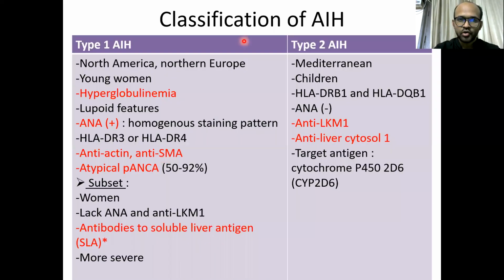Okay, so we have two types of autoimmune hepatitis. Type 1 is usually seen in young women, and type 2 is seen in children.